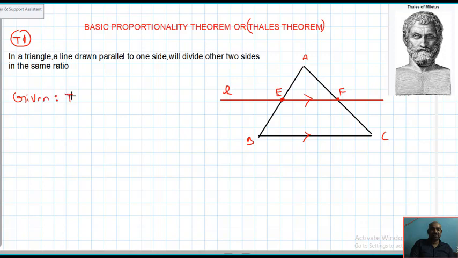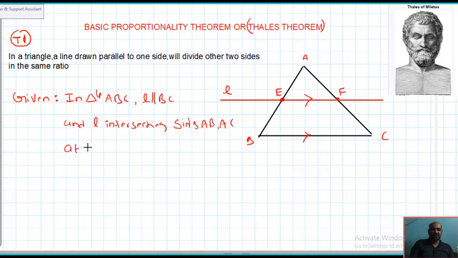Given in triangle ABC, L is parallel to side BC, and L intersecting sides AB, AC at E and F.